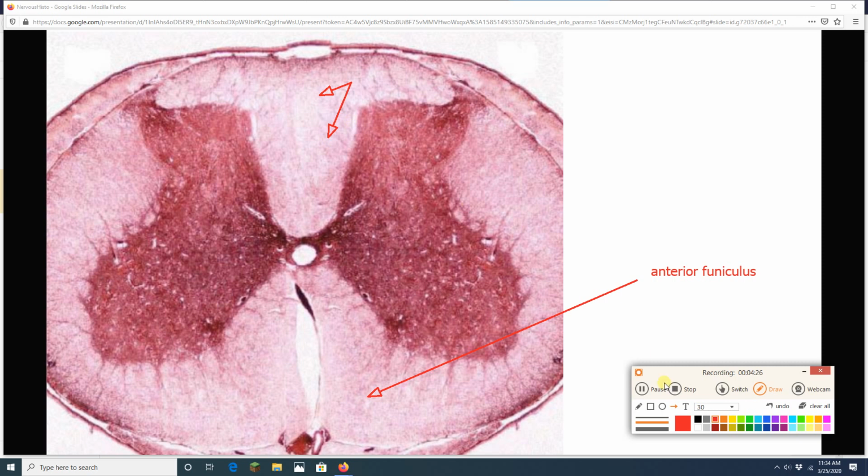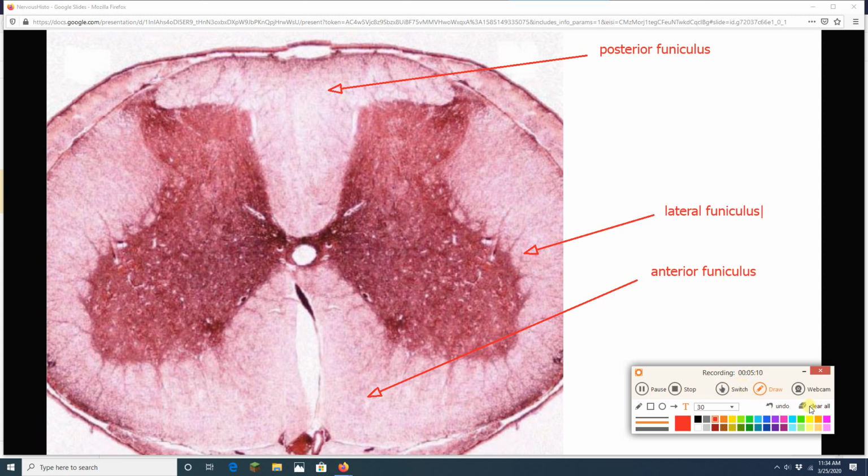Now, if there's an anterior funiculus, let's draw a better arrow. There we go. If we have an anterior funiculus, we are also going to have a posterior funiculus. And then, of course, we are going to have a lateral funiculus also. Okay, funiculi or columns are these groupings of white matter, and we know, of course, white matter is made of myelinated axons, which means we're carrying information up and down that spinal cord.